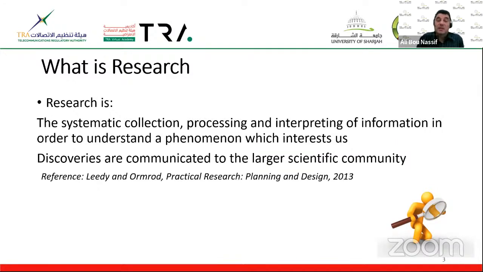So first of all, this is a course about research methodology, so what is research? Research is a systematic collection. Systematic means it's in a formal way. It's not random, the opposite of random. And processing and interpreting of information. So we have information, and I need to understand this information. I need to process it in order to understand it and come up with our findings. We call them findings or outcomes. So this is mainly research.